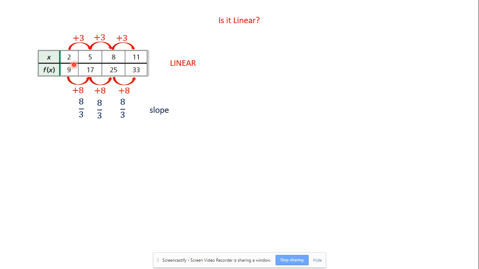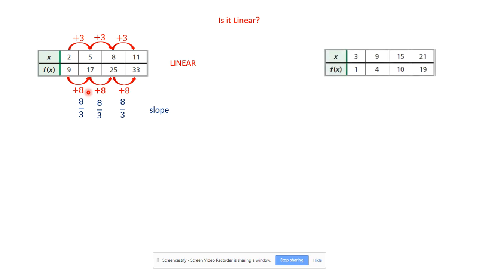And so if we were using this to write the equation of a line, which is not quite yet, but it will be coming up soon, that is how we would find the slope. Just do the change in y divided by the change in x. So let's look at another one.